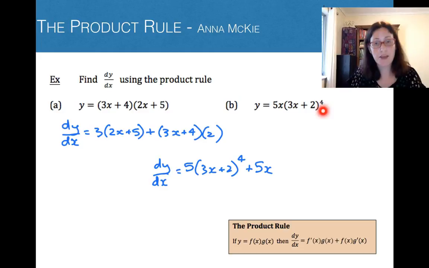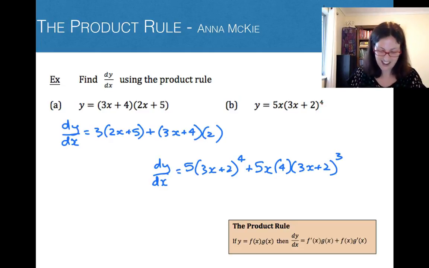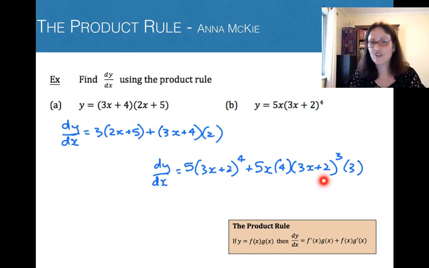Now this has a power there, so you will need to use your chain rule knowledge. So that means you bring the power down out the front. So we put that 4 in brackets. You copy and paste what you see there. Lower the power by 1. So 4 take 1 is 3. And then you differentiate the inside here. So the derivative of that is 3. Just leave it like that. Don't tidy it up unless you need to. Moving on.